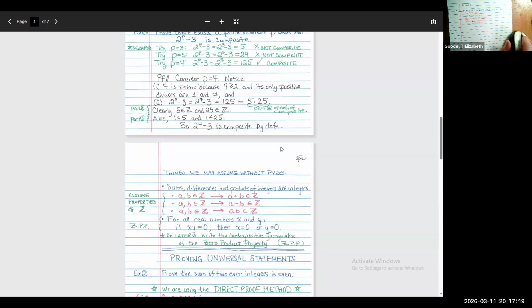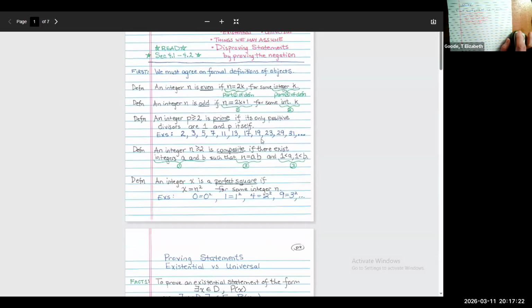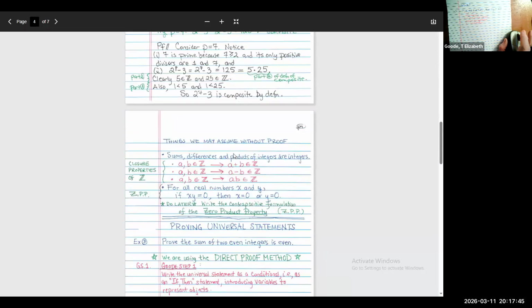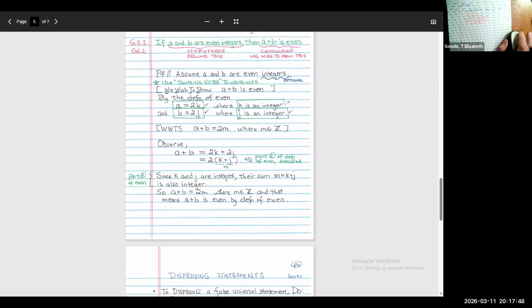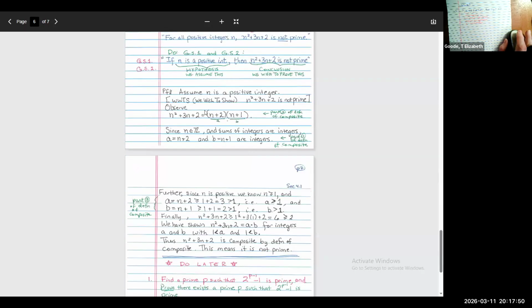You see, if we go back and look at the definition of composite, an integer n is composite if it's bigger than or equal to 2, and there are integers a and b such that n equals a times b, and 1 is less than a and 1 is less than b. In fact, if 1 is less than a and 1 is less than b, n will automatically be bigger than or equal to 2. We're going to find out this expression is bigger than or equal to 2 here, because when we factored it, we factored into n plus 2 times n plus 1. They are integers. Now we've got to show they're both bigger than 1.